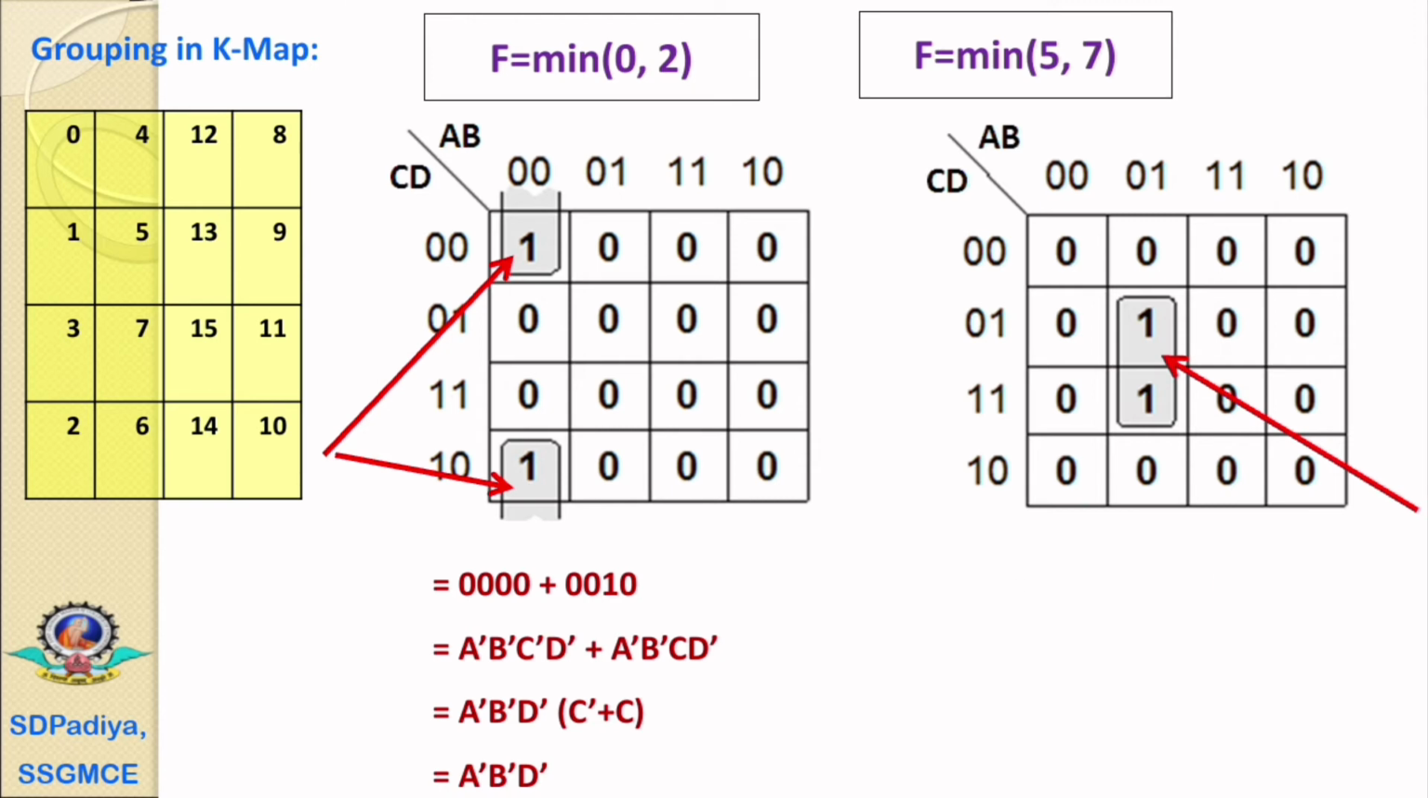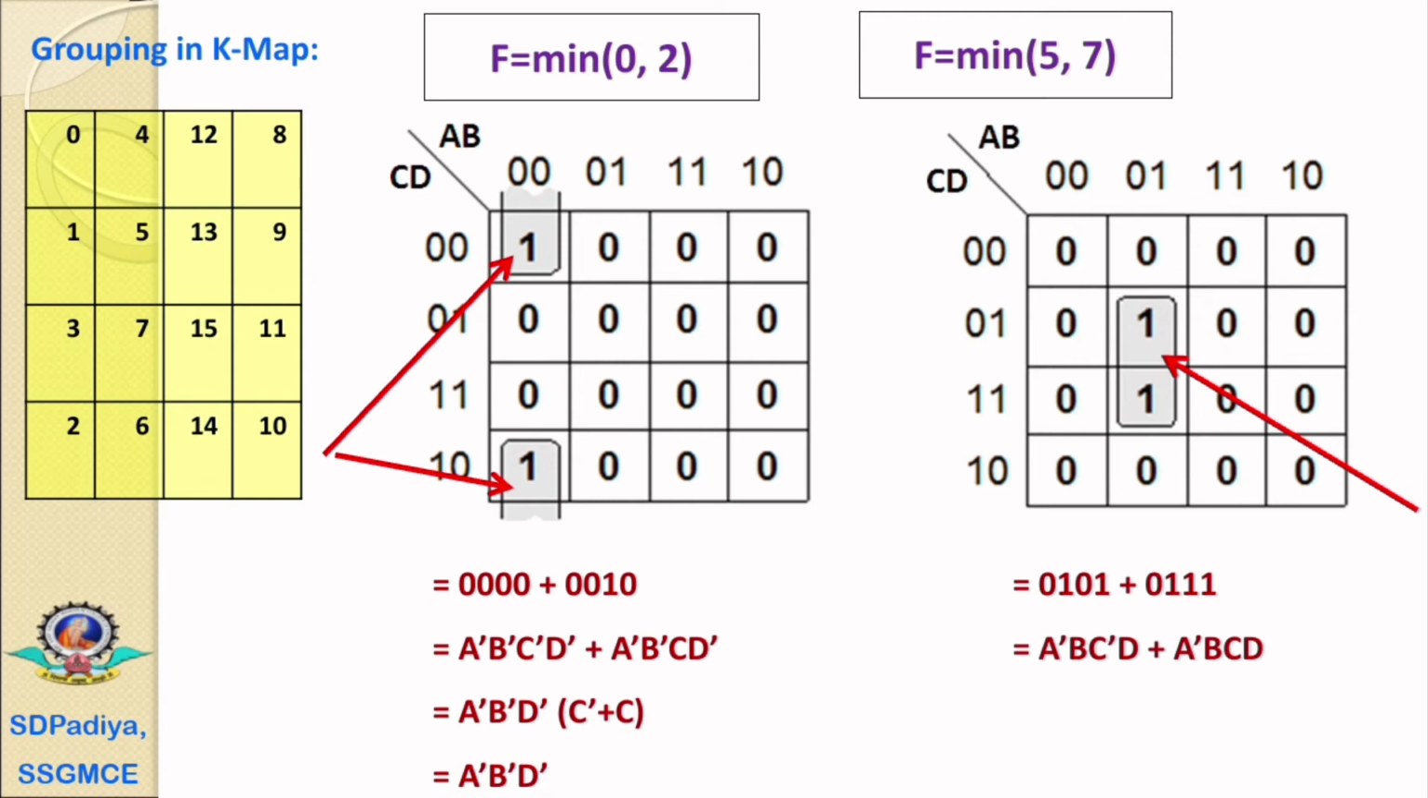The designation of the first cell is 0, 1, 0, 1, and for the second is 0, 1, 1, 1. You have to check the a, b and c, d values. Therefore the expression is a dash b c dash d plus a dash b c d.